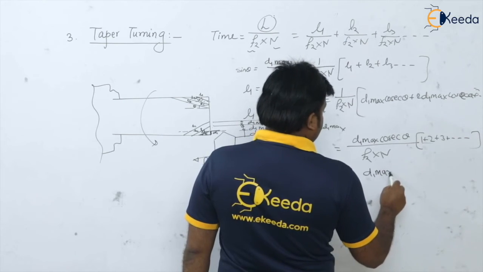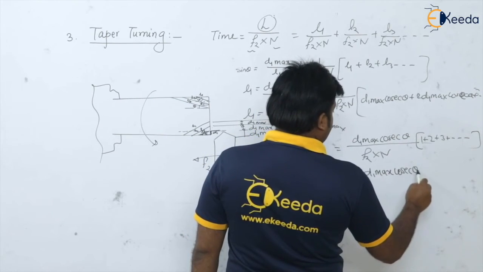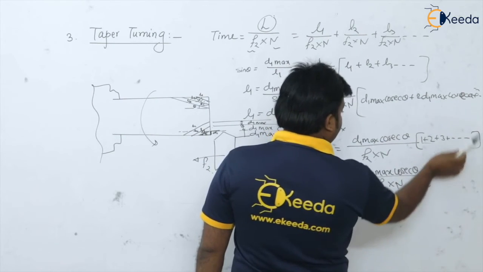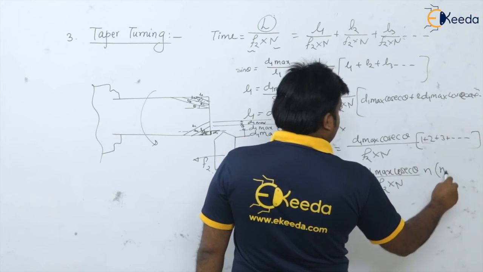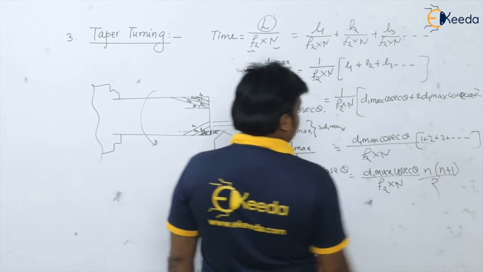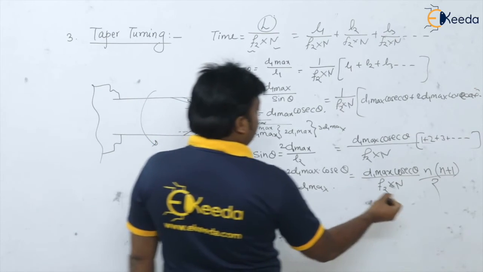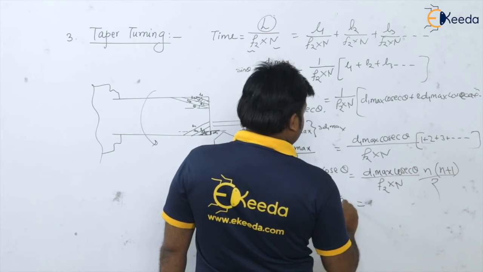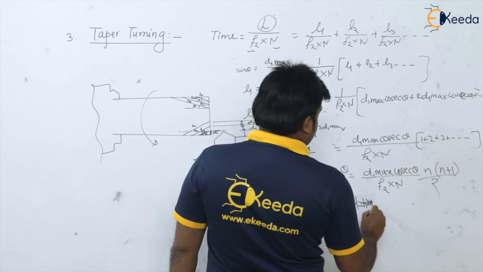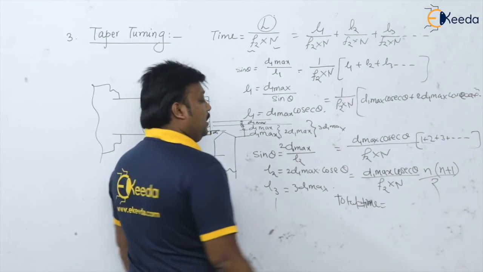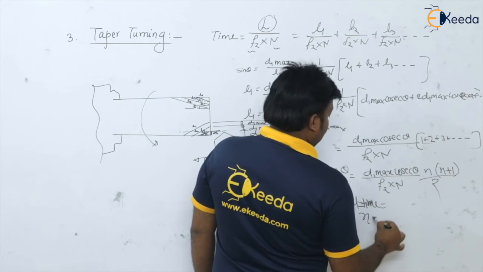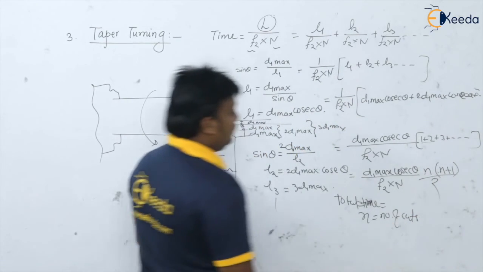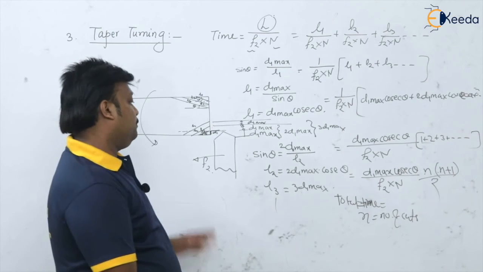d1 max cosec theta divided by F2 into N, into bracket n into n plus 1 divided by 2, isn't it? So this is nothing but the total time required for this taper turning operation, where n is what? The number of cuts. Okay, so this is how.